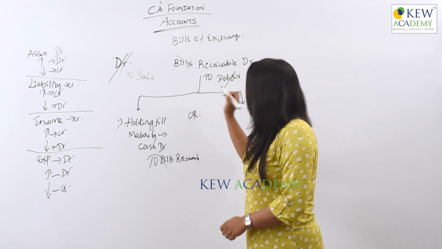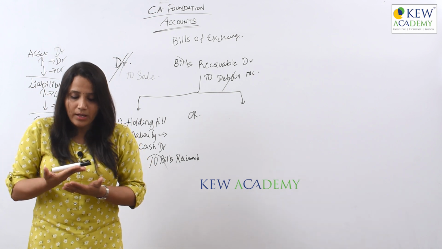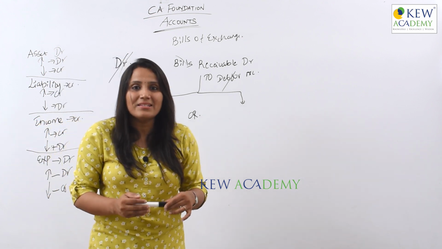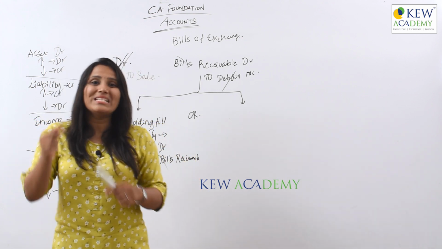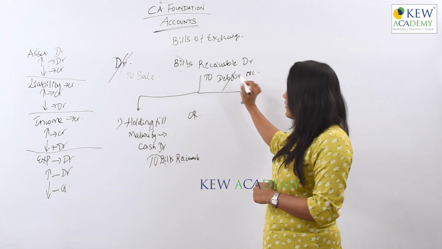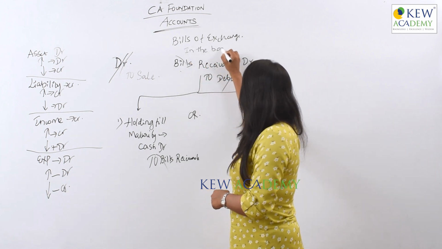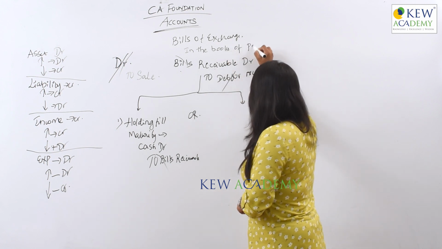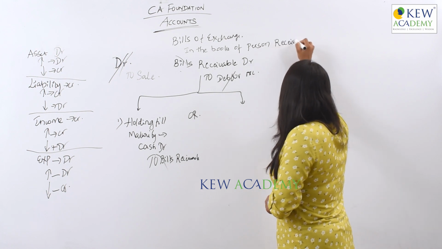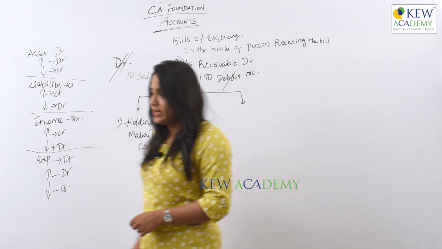Or what you can do, madam? Or I'll be having this bills of exchange. I'll be holding this bills of exchange. I have the bills. I'm passing the entries in the books of person who is receiving the bill. See here, that's why I pass the entry bills receivable to debtor, right? I'm passing in the books of, in whose books? In the books of person receiving the bill. I'm just passing the entry. First one is bills receivable to debtor, done.